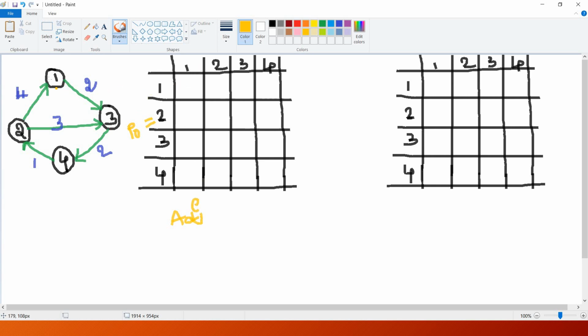So adjacency matrix, 1 to 1. Is there any path from 1 to 1? No, there is no path. So in this particular situation, we have to consider all the self loops as 0. So 1 to 1 is 0, 2 to 2 is 0, 3 to 3 is 0, 4 to 4 is 0, all zeros. Self loops are zeros because we don't have any self loops, so we are not considering them. So by default, all the diagonal elements 1 1, 2 2, 3 3, 4 4, we have to consider as zeros.